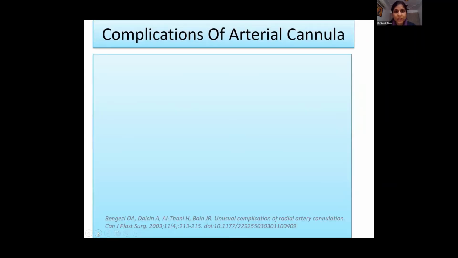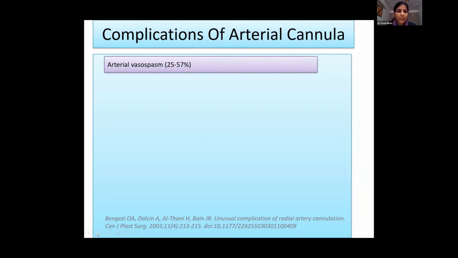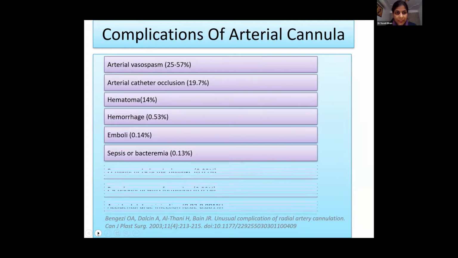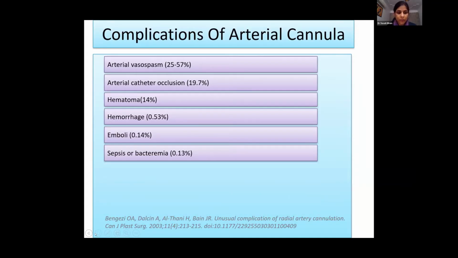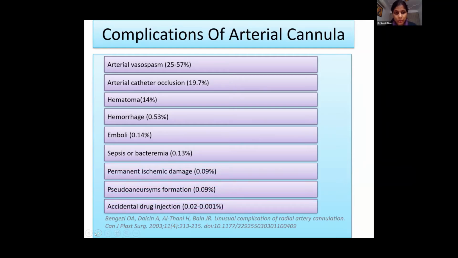Now, the complications associated with an arterial cannula, the most common is arterial vasospasm, which occurs in about 25 to 57%. The other common complications are arterial catheter occlusions, formation of hematoma or hemorrhage. They can be emboli, sepsis or bacteremia, or permanent ischemic damage, pseudoaneurysm formation, and accidental drug injection. However, the most common are arterial vasospasm and arterial catheter occlusions, and the incidence of the other complications is less.